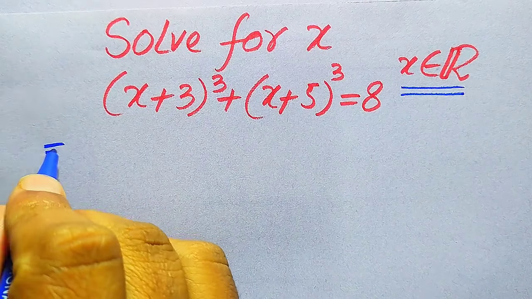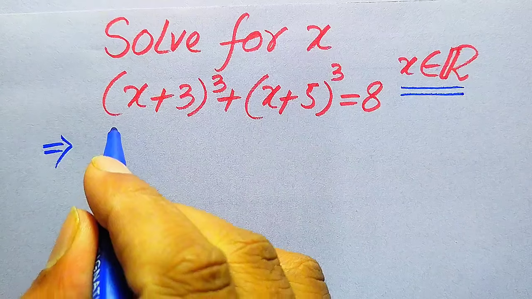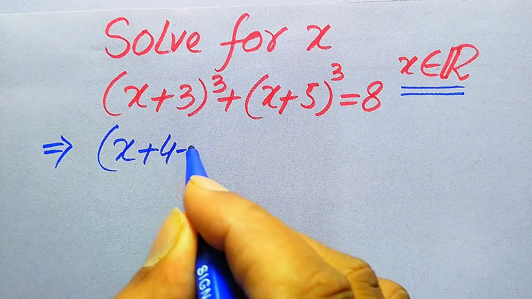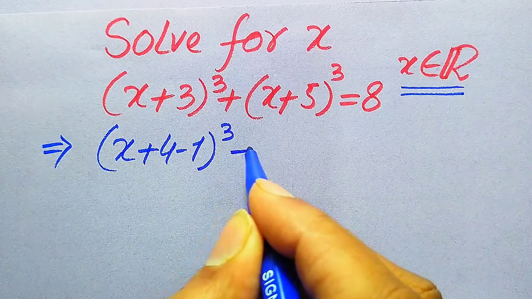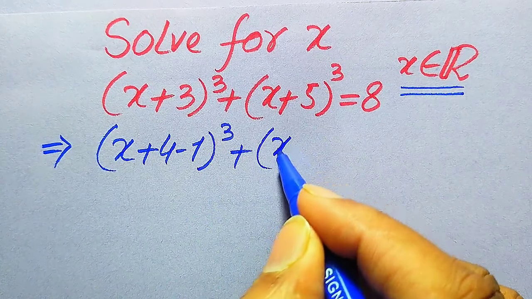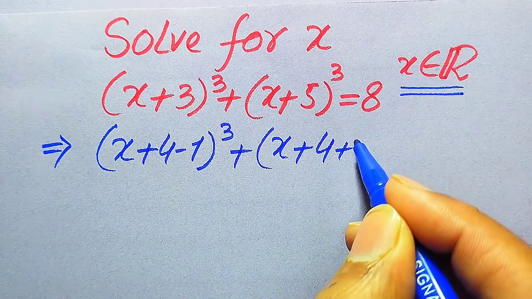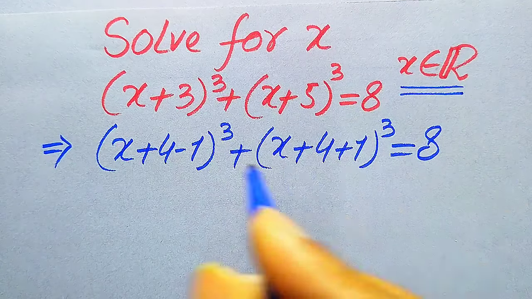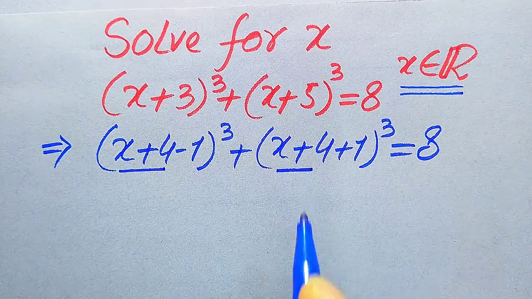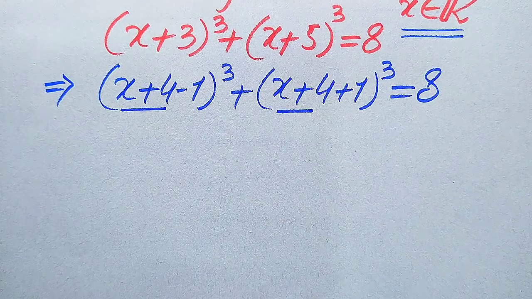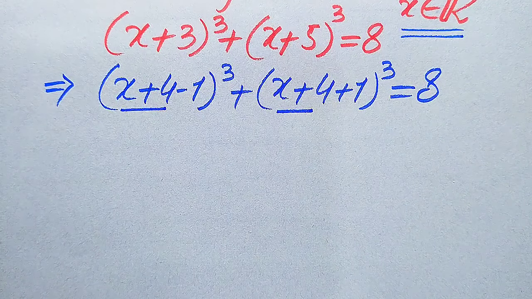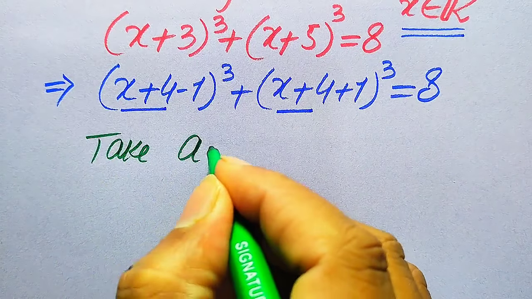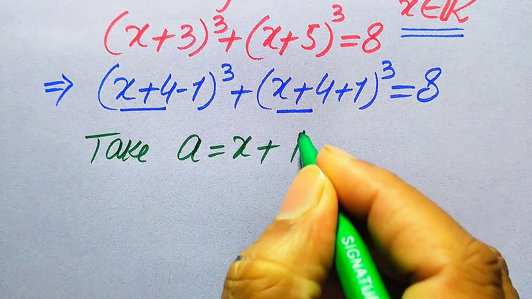So the very first thing we are going to do is rewrite this equation. This is (x + 3), we write this 3 as (4 − 1) whole cubed, plus this is (x + 5), and we write this 5 as (4 + 1) whole cubed, is equal to 8. And now you see here x + 4 is the common term which lies in both of these two terms, so we will just take a = x + 4.